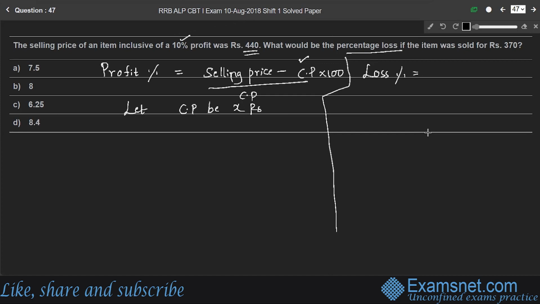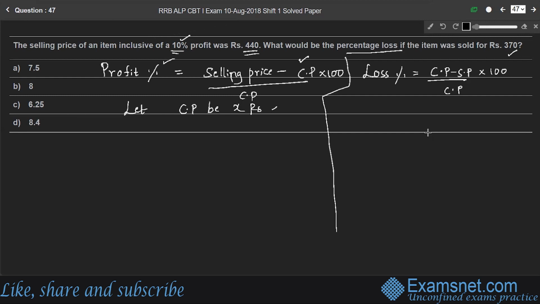So if cost price is greater than selling price, there will be a loss, right? Therefore, the formula says cost price minus selling price over the cost price into 100. Here, the selling price is given, right? The selling price is 370 rupees. Cost price we need to find now using profit percentage, right? So finally we can find the loss percentage, right?